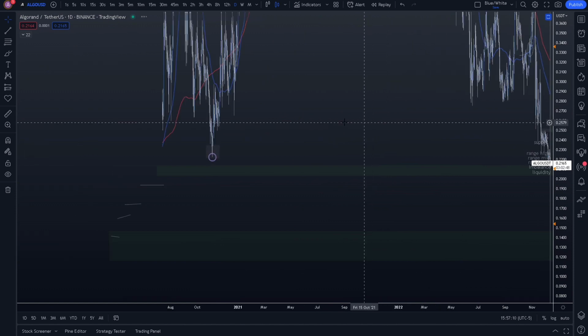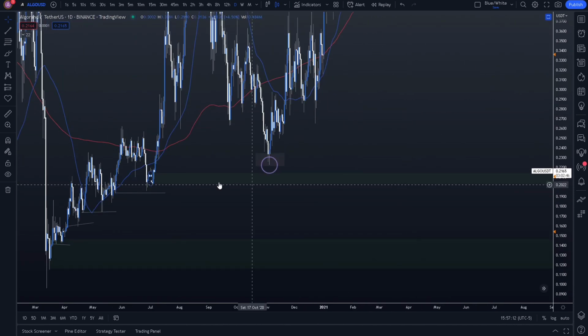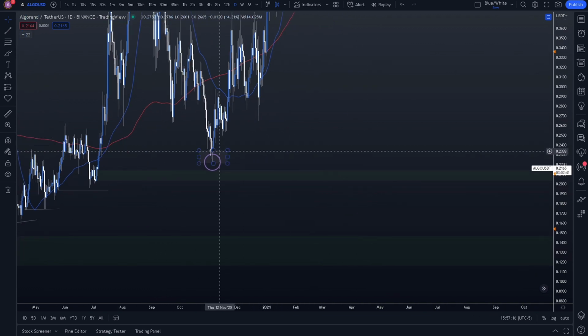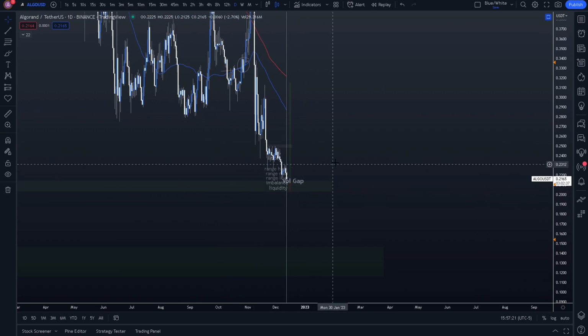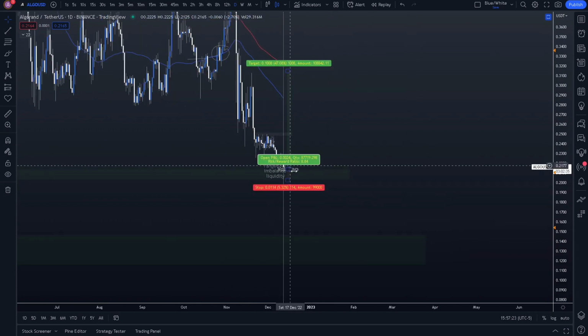So on the daily, we can see that we've entered this daily bullish order block, where it's just the last couple down moves before a large up move, and after sweeping out all the liquidity right here. So we've tapped right into this daily order block and we're seeing some sort of rejection and support here, which is great.